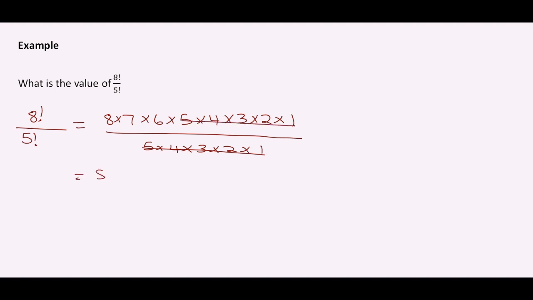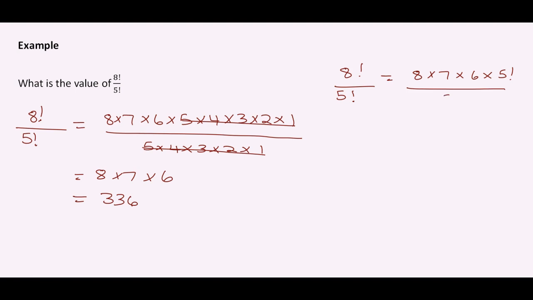So this is going to be 8 times 7 times 6, which is 56 times 6, 336. Now here's another way you can look at this. 8 factorial divided by 5 factorial is the same as 8 times 7 times 6 times 5 factorial divided by 5 factorial, and you can just cross that out. So that's still going to give you 336.